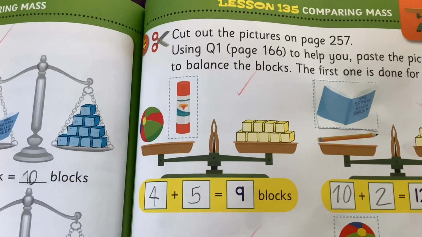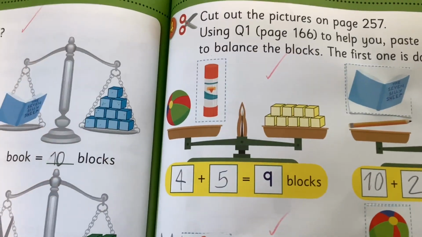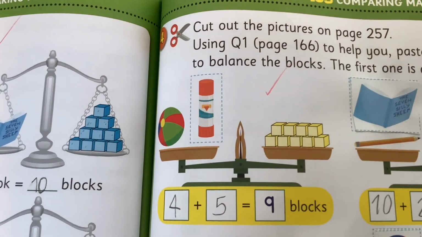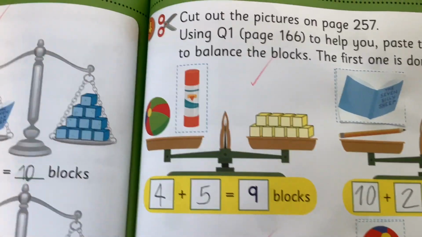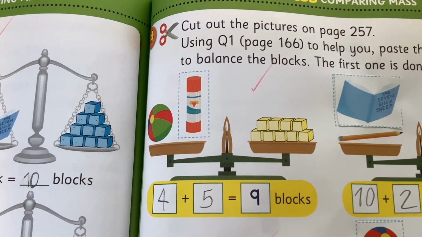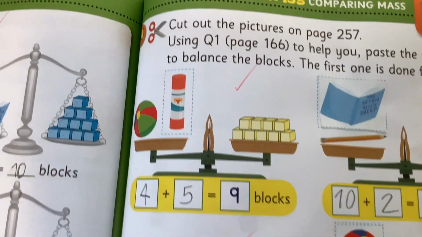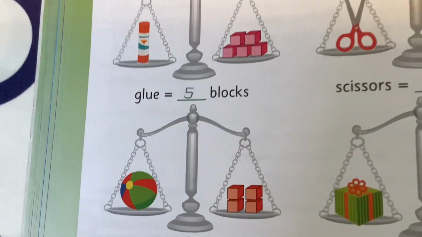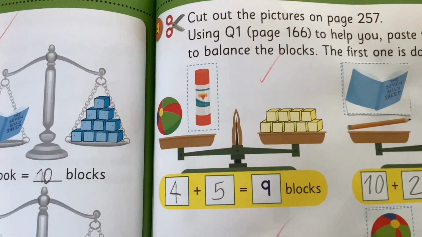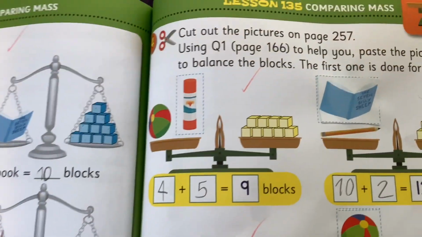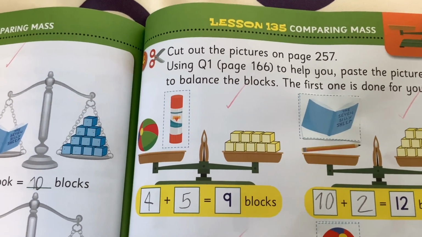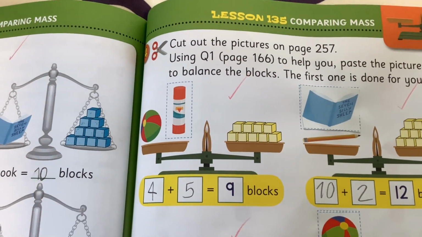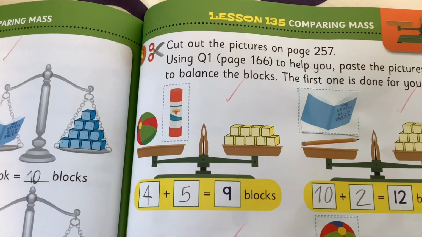In question 4, I used question 1 to help me find out how many blocks these items weigh in total. I found the ball weighs 4 blocks, so I wrote 4. And I found the glue stick weighs 5 blocks, so I wrote 5. And I added up 4 plus 5, which gave me 9. So the ball and the glue stick weigh 9 blocks in total.